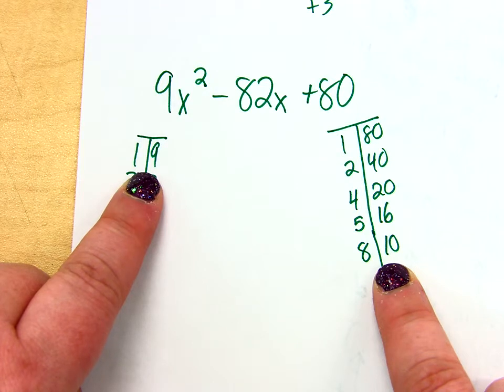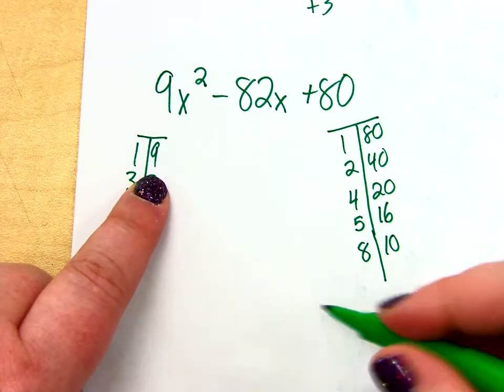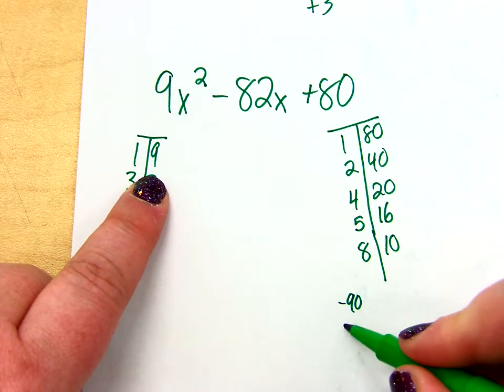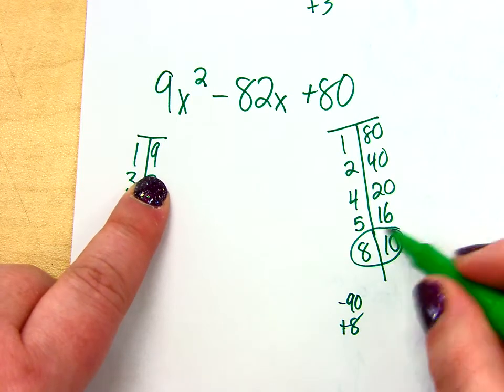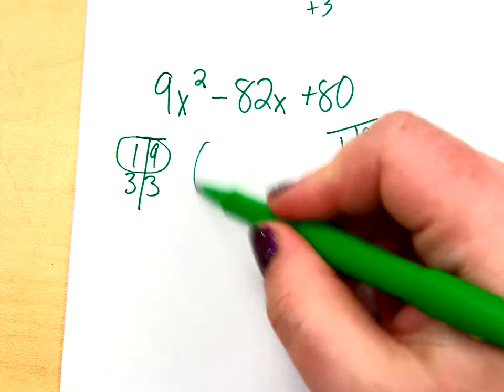Did you all arrive at, well, you tell me, negative 90 and positive 8? Again, I like to circle my factors once I know which ones they are, so I don't get lost. Now, ladies and gentlemen, see if you can figure out how those 4 numbers go inside my parentheses.